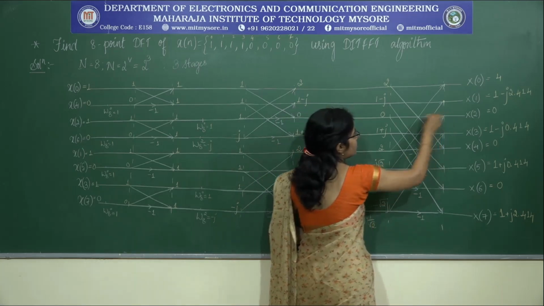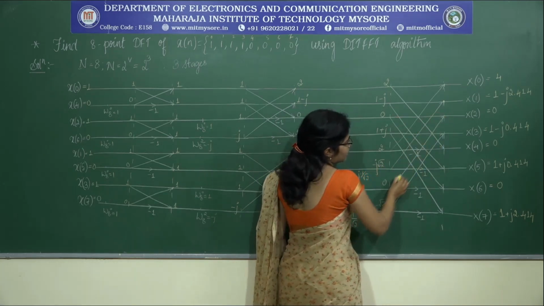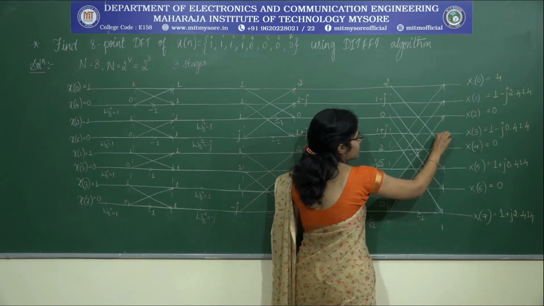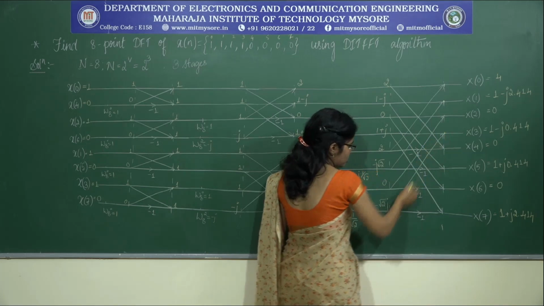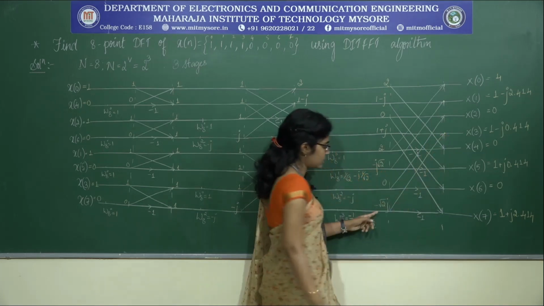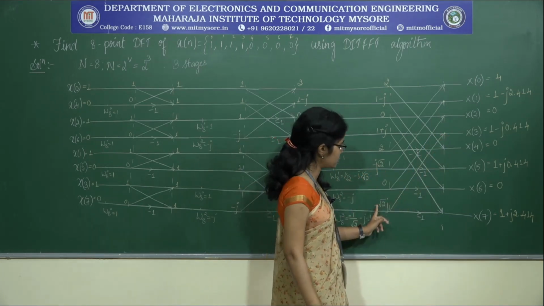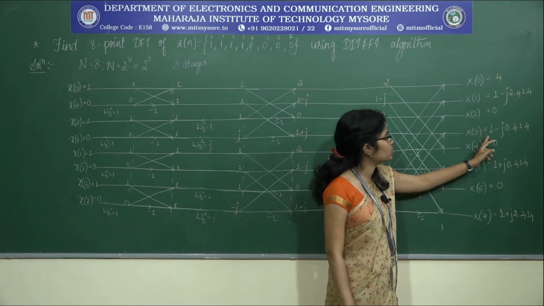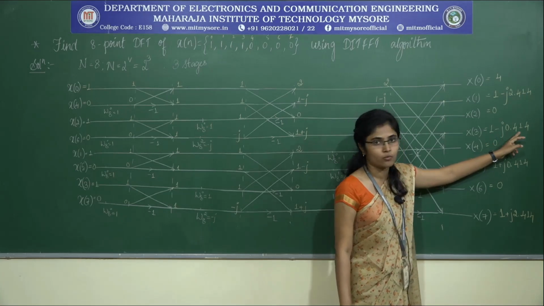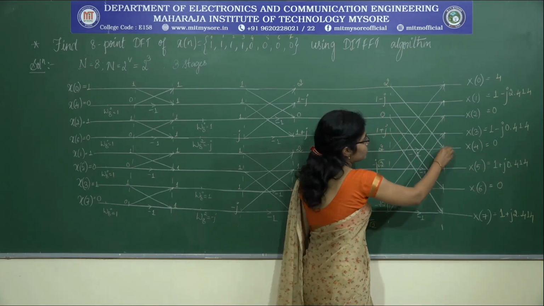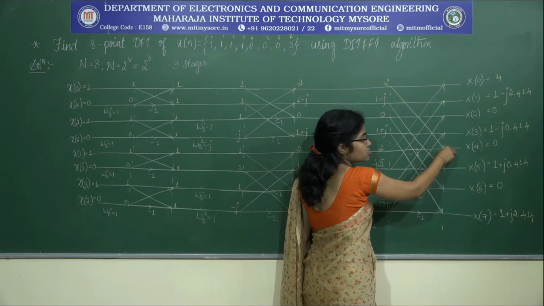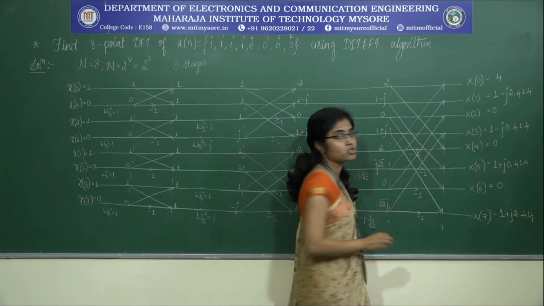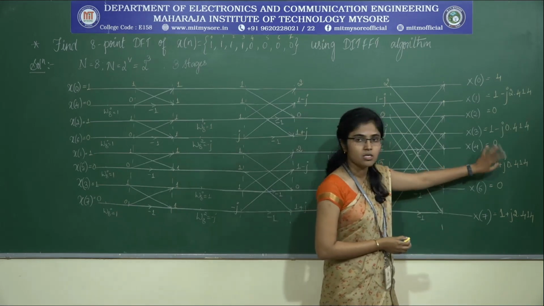Similarly, at this point, here the data is 0. At this point also the data is 0. 0 plus 0 is 0. At this particular point, the signal coming is 1 plus j, and the second branch is giving us minus root 2j. Therefore, x of 3 is equal to 1 minus j 0.414. So, finally coming to this point, so from this branch it is 2. So, from this branch it is 2 into minus 1, that is 2 minus 2, that is equal to 0.